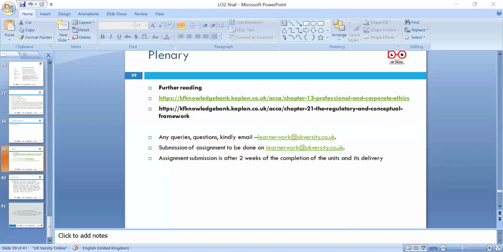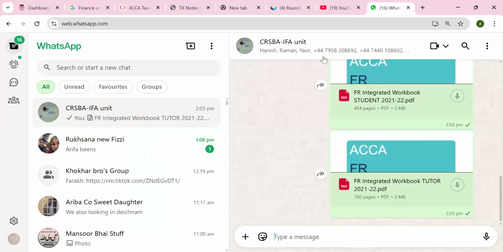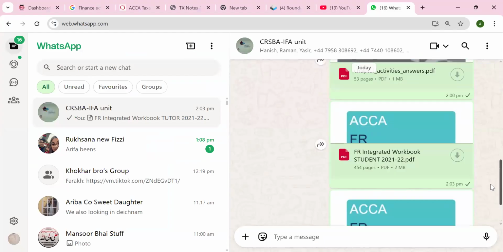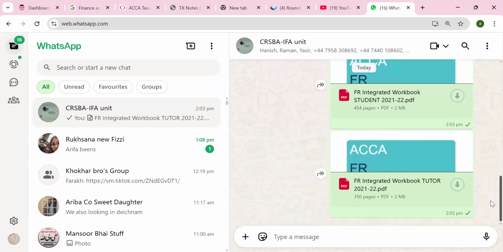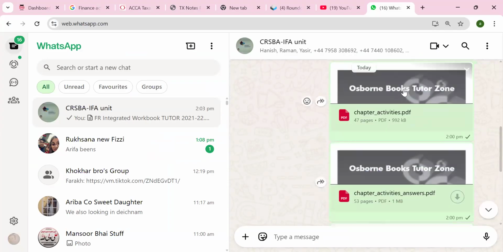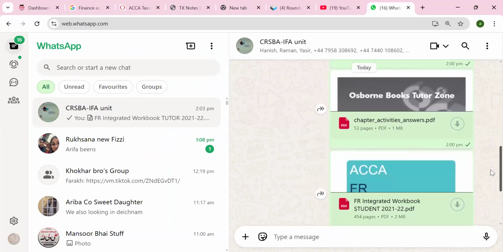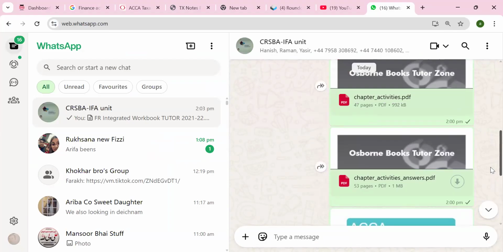So I shared with you here. You can see, and I hope you are all on the WhatsApp group. If not, please let us know so we can include you. This is the integrated book, and the tutor copy has your answers, along with the chapter activities and their answers. Further, I'll give you some self-prepared handouts for the activities, and we'll do the assignment and go through those as well. Okay, so that's all.